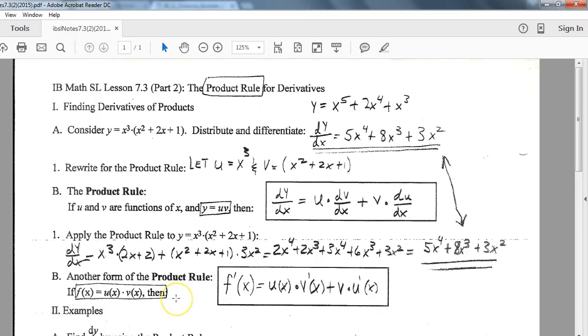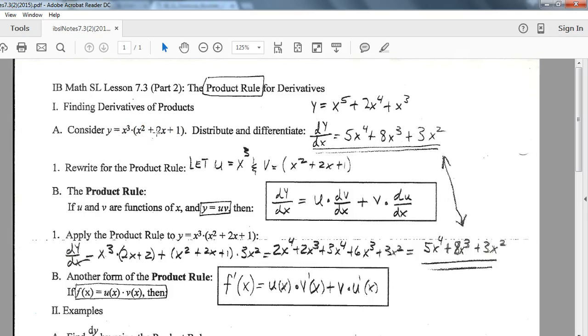For the second part of section 7.3, we are looking at something called the product rule. So this is for when you're finding a derivative and you're looking at two terms that are being multiplied together. So you can see right here we've got x to the third being multiplied times this trinomial here.